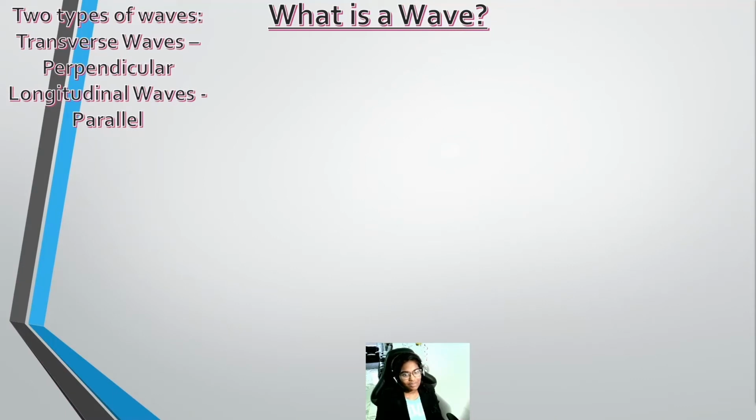There are two types of waves, which are transverse waves and longitudinal waves. The difference between both these types of waves is that transverse waves are perpendicular to the direction of wave travel, whilst longitudinal waves are parallel to the direction of wave travel. Examples of longitudinal waves are sound waves or ultrasound waves.